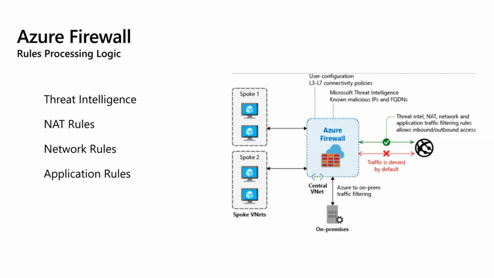The other thing to keep in mind is don't put a deny rule on network rules, because if you put an explicit deny rule, then the traffic is dropped because it matches that rule and it won't check the application rules.